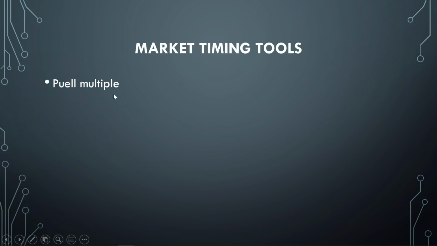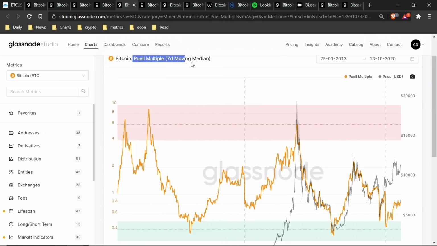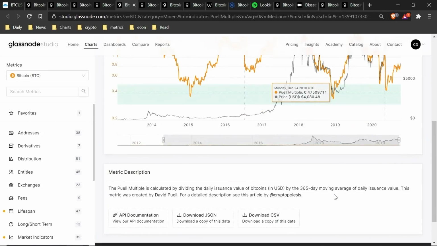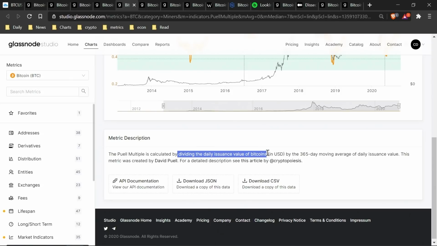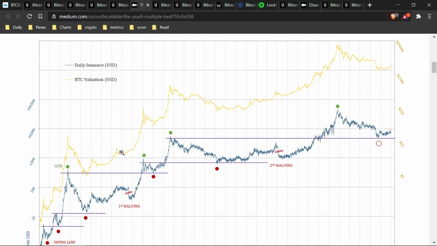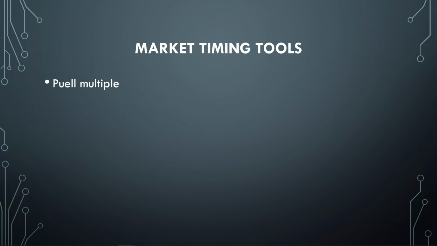And the next tool is what we call the Puell multiple. So the Puell multiple, if we look at this with a 7-day moving median, you can see this also moves like an oscillator where it gives us a green zone and a red zone. And if you overlay that on price, it gives you an indicator of when things are overheated versus underheated. So basically what you're looking at is whatever the block reward is that comes out every 10 minutes or so. And then you divide that by the 365-day moving average of daily issuance value. And I'll link up this article if you want to go into more depth and learn how this is actually calculated.